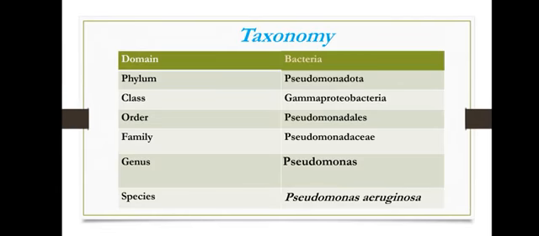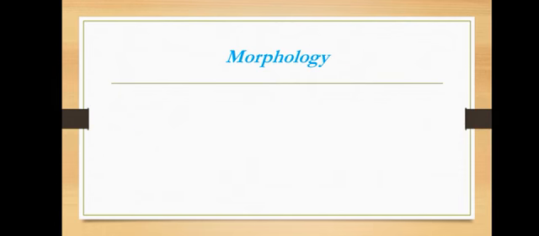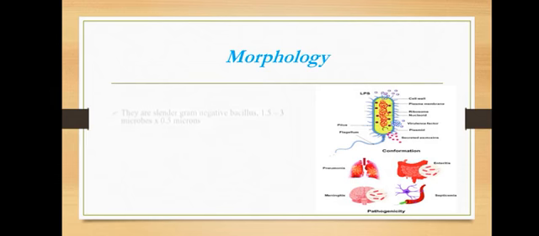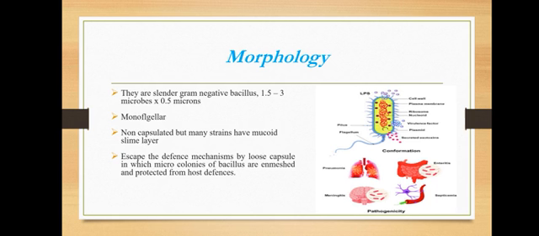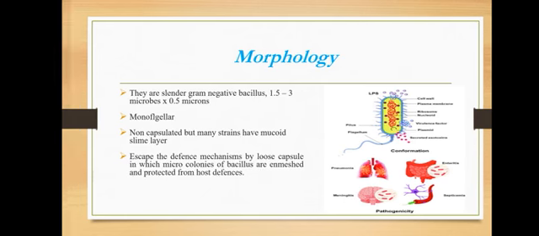If we see its taxonomy, we have to remember three things: family, genus, and species. Family is Pseudomonadaceae, genus Pseudomonas, and species Pseudomonas aeruginosa. If we see its morphological characteristics, they are cylindrical, gram negative, their size is 1.5 to 3 micrometers, they are monotrichous, non-capsulated, but many strains have a mucoid slime layer. They escape the host defense mechanism by a loose capsule in which microcolonies of bacilli are enmeshed and protected from host defense.